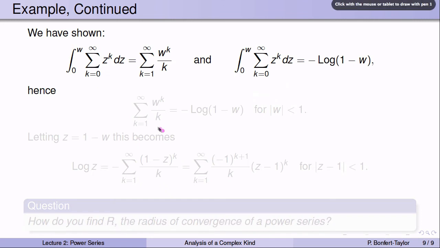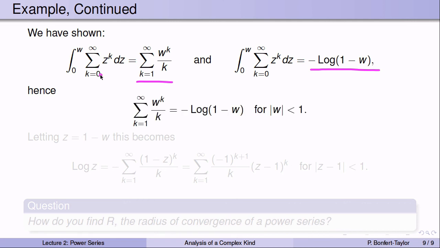So we have shown that the integral from 0 to w of the power series sum of z to the k is equal to the power series sum k from 1 to infinity of w to the k over k. But we've also shown that the same integral is equal to minus log of 1 minus w. Since both of these functions are equal to the integral of the original power series, the two right-hand sides must agree. So it must be the case that the sum k from 1 to infinity of w to the k over k is equal to minus log of 1 minus w. We've therefore found a power series expansion for the logarithm function.